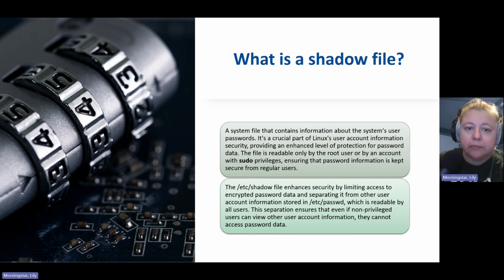The /etc/shadow file is in the etc directory, and it limits access to encrypted password data. And it's not just encrypted. There is another way the system protects passwords. It's a little more advanced, but so you understand, passwords are not kept in encrypted form but in hashed form. And a hash is a one-way function, so it cannot be reversed.